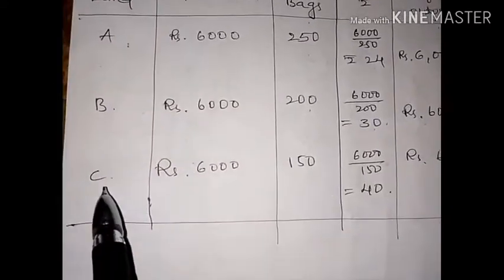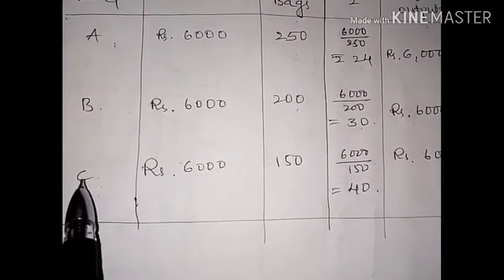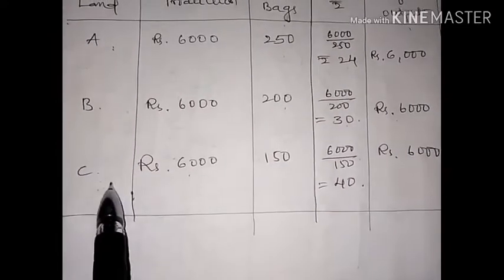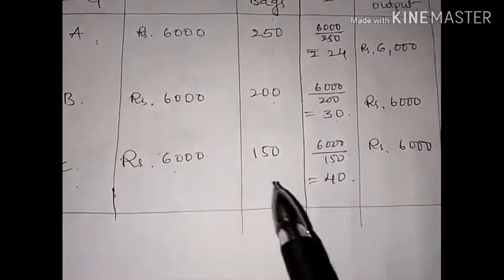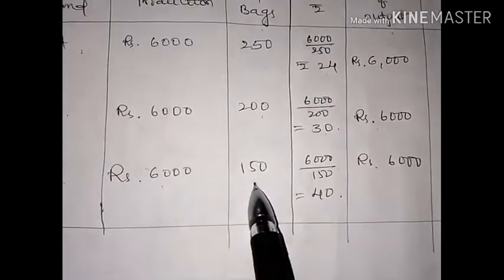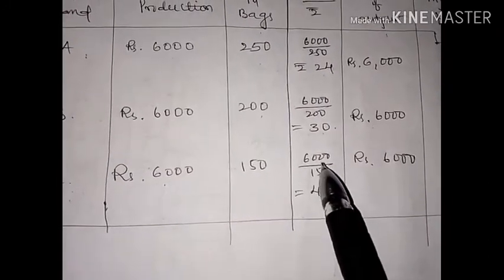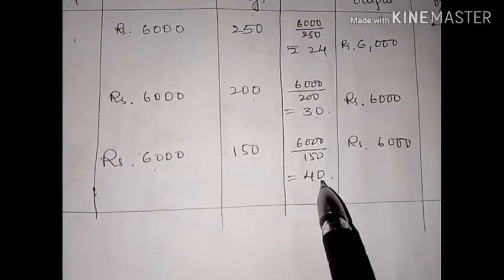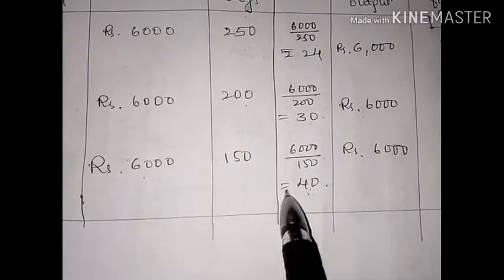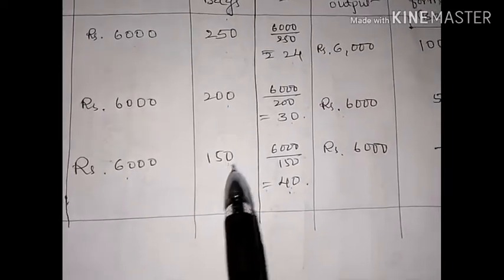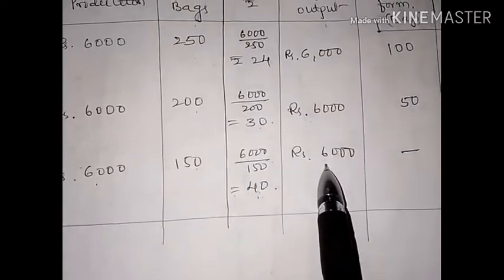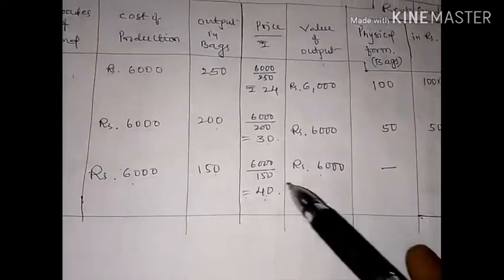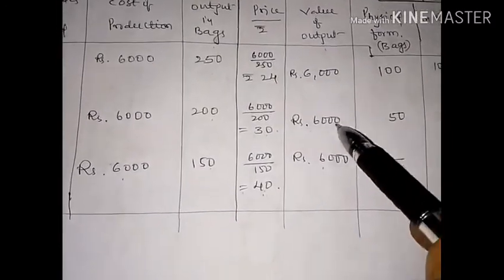The next group of people will also go there and they start cultivating C grade lands by spending same amount of money, rupees 6,000. But as C grade lands are very less fertile lands, they can produce only 150 bags of paddy. Then the cost of production for each bag is 6,000 by 150 gives 40 rupees. So 40 rupees is considered as price for each bag. 40 rupees into 150 bags gives 6,000 rupees, right? So here the value of output on each grade of land 6,000, 6,000, 6,000.